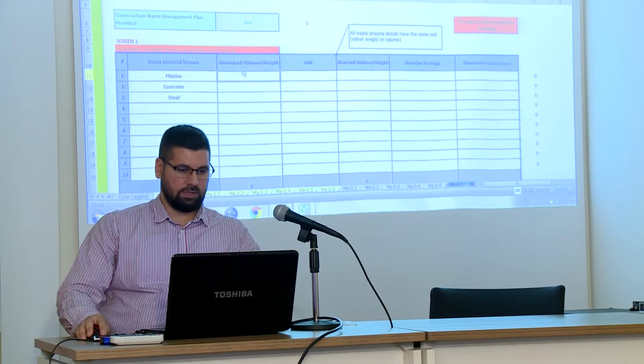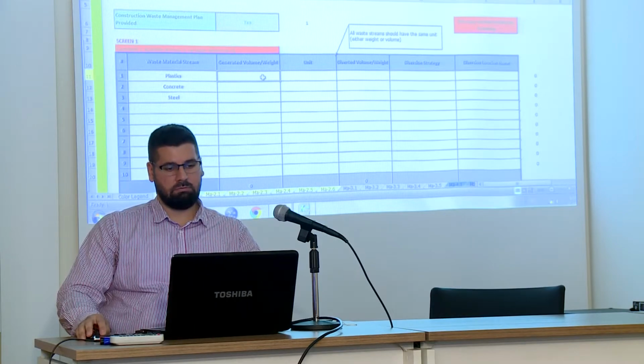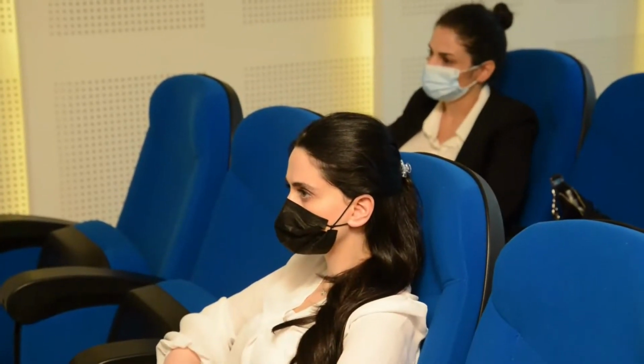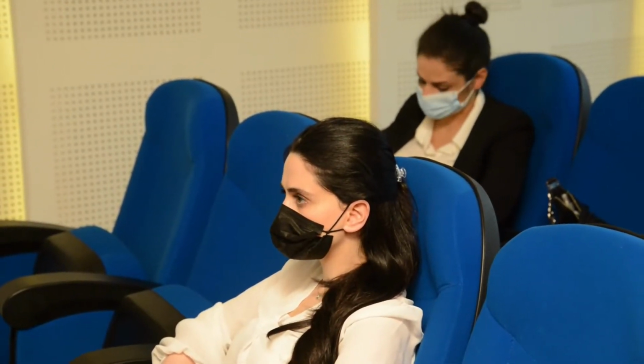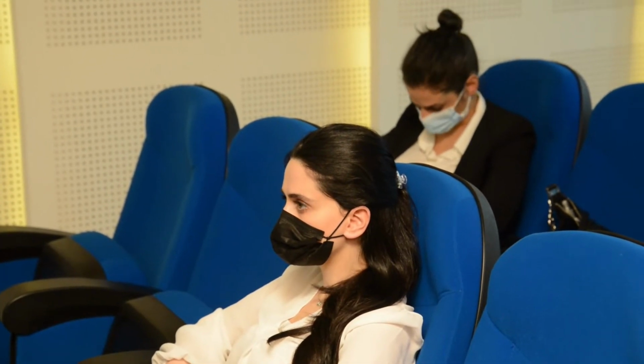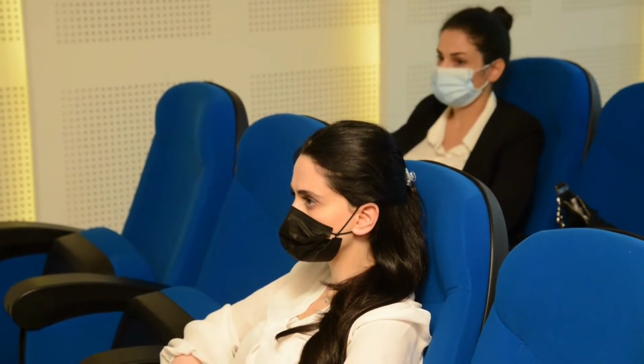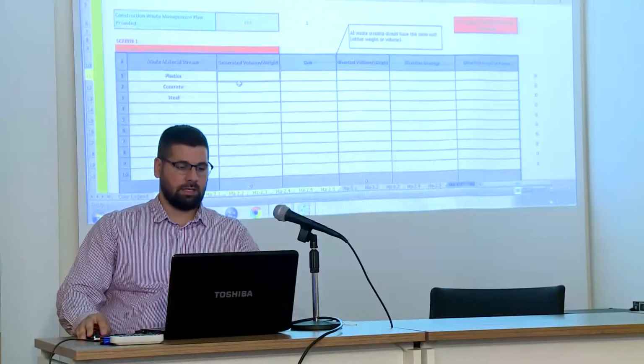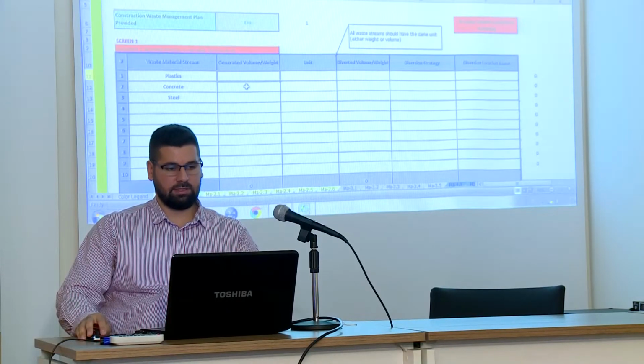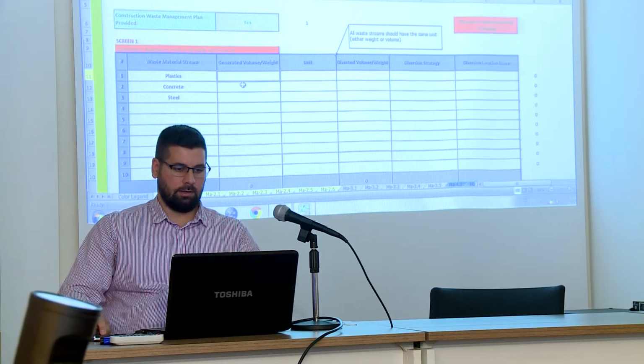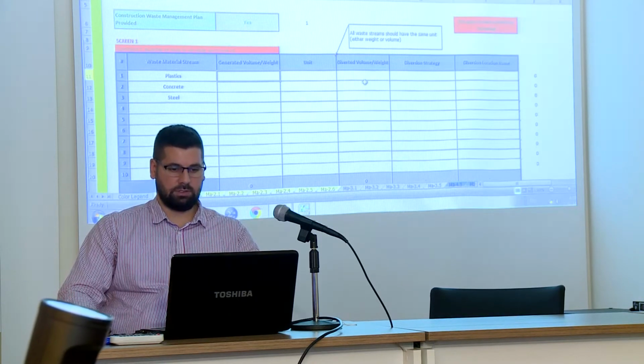Second, we have to specify the generated volume. It should be tracked by the contractor. Everything generated should be measured, either by weight or by volume, and then tracked, and he has to collect receipts for everything that is being sent to landfills or sent to recycling plants.